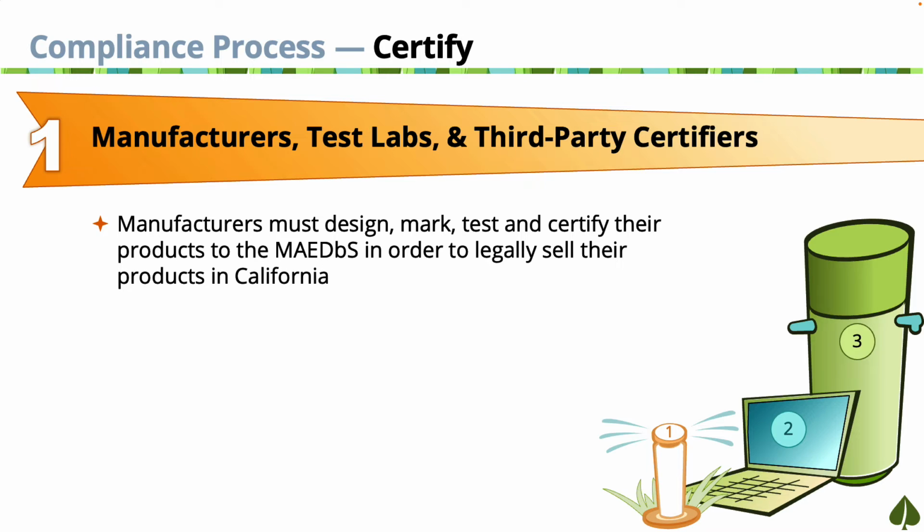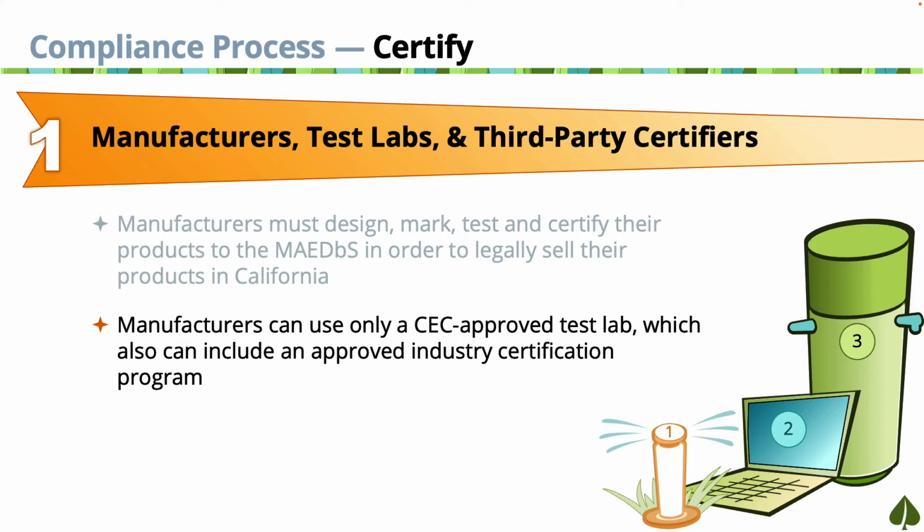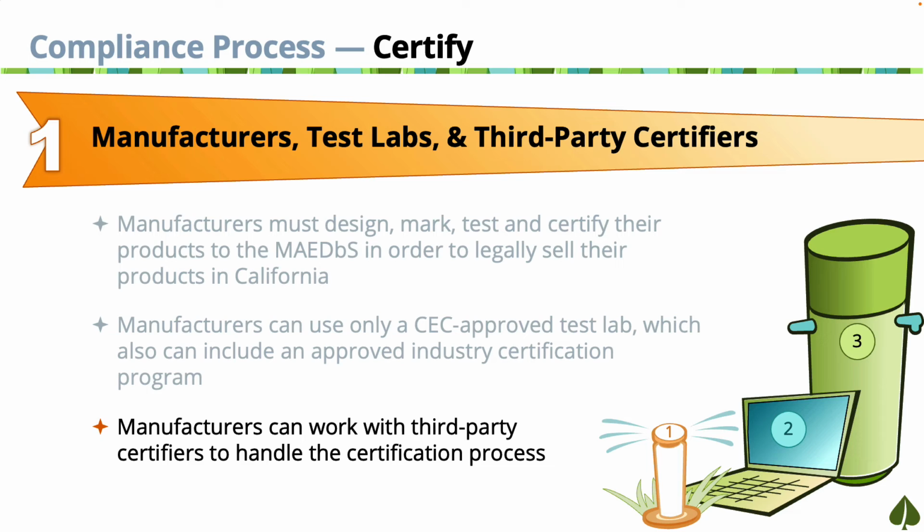Manufacturers must design, test, mark, and certify their products to the MABES in order to sell in California. They can use only a CEC-approved test lab for Title 20. That can be an industry certification program as long as it's approved by the CEC. If manufacturers want to, they can use a third-party certifier to handle the certification process for them, working with the test lab and submitting the necessary information to the MABES.